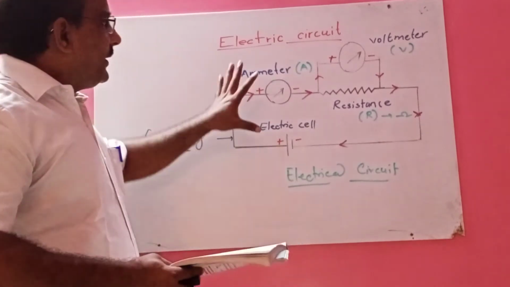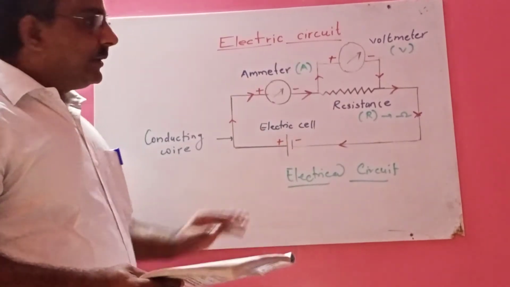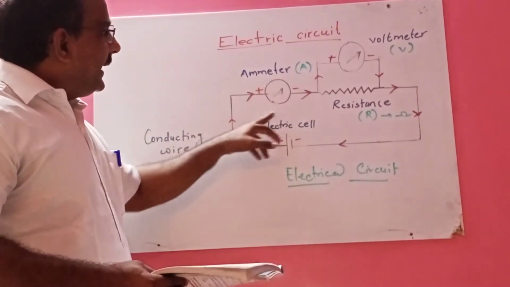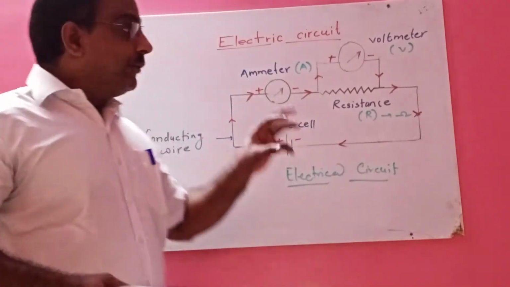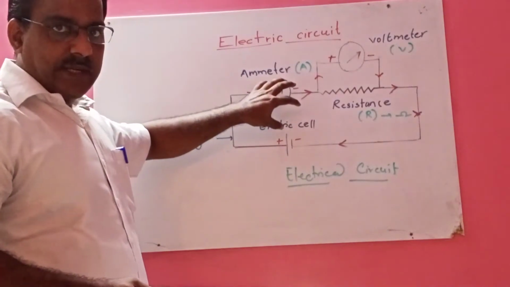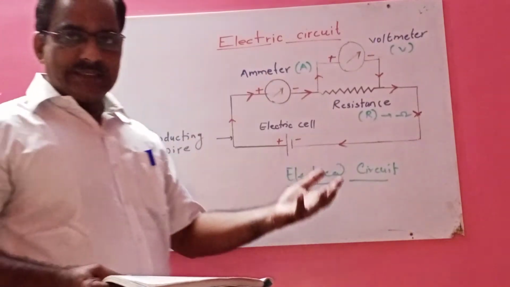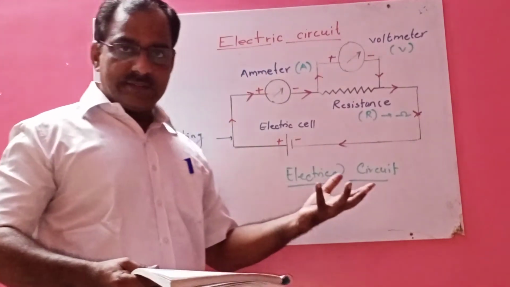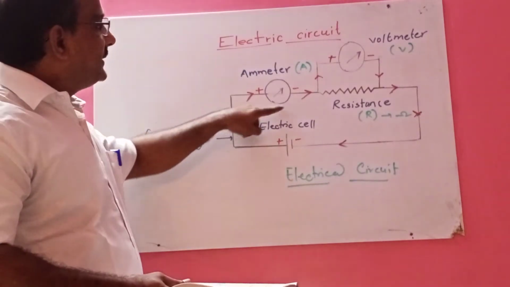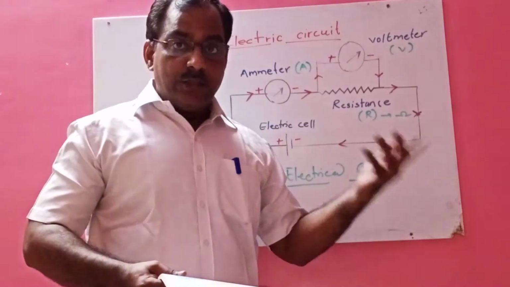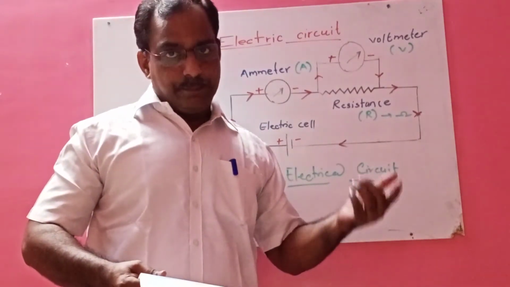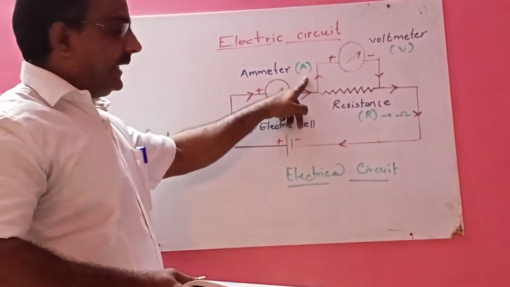And now what are the uses of these components here? This ammeter measures the amount of current. In the laboratory you will see this apparatus, right? When school starts, I will take you to the physics lab. There I will show you what this is. It is an apparatus which measures the current, and the unit of current is ampere. So I have written here A.